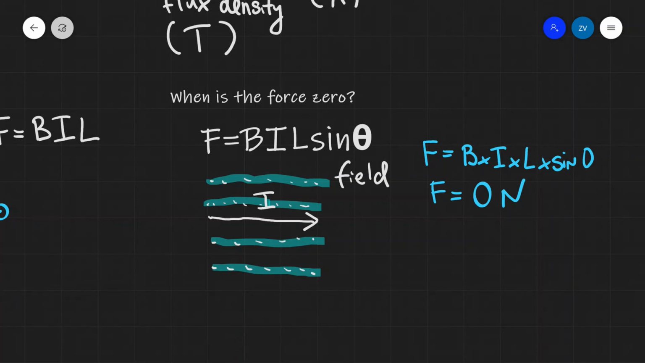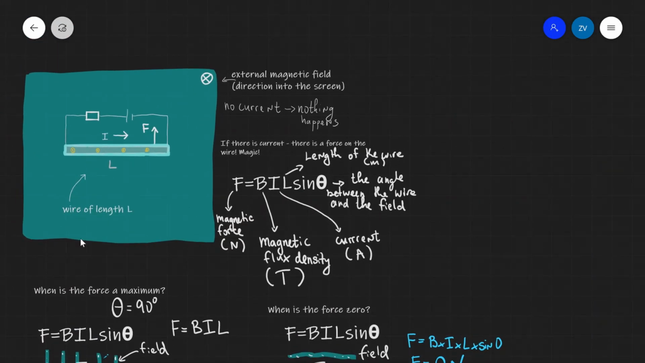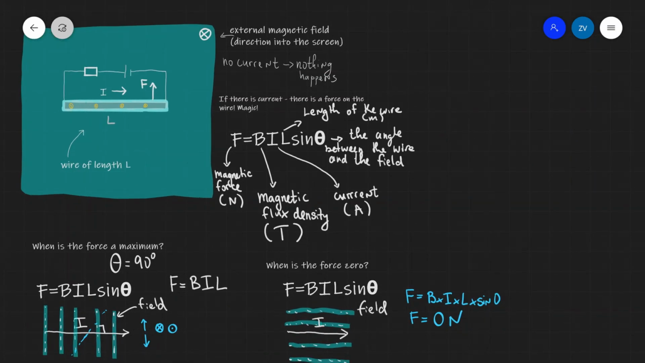Okay, folks, so just to summarize, we've had a look at a piece of wire in an external magnetic field, and initially when there was no current, nothing happened. However, notice what we've actually done. We've managed to convert some electrical energy into some kinetic energy, because as soon as we ran some current into the wire, there was actually a force acting on it. Well, this is the invention of the electric motor.